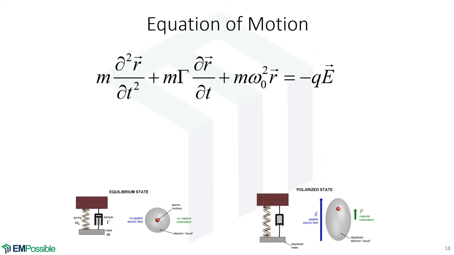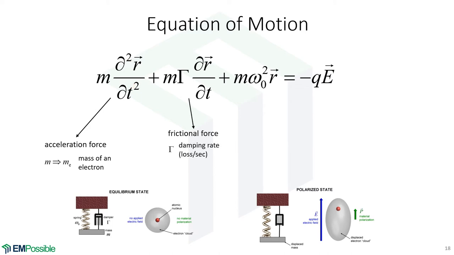Now what we can do is write an equation of motion. Thinking of the mass on a spring, but we're really writing this for what's happening at the atomic scale. So the first term here is the acceleration force, and our mass here is the mass of an electron. This r is the displacement distance, so that's position. So of course, the second order derivative of position with respect to time is acceleration. Mass times acceleration is a force.